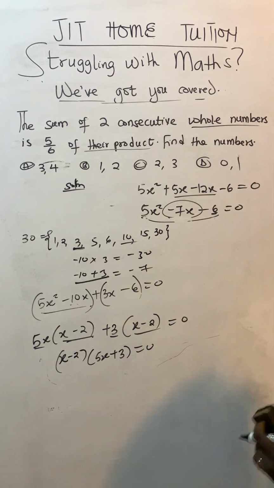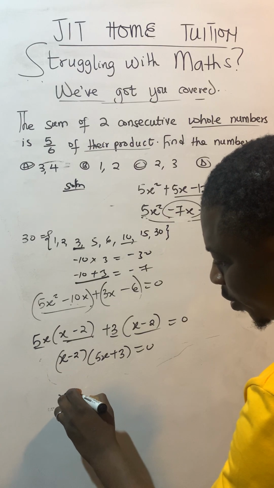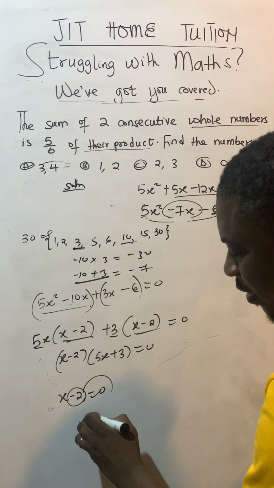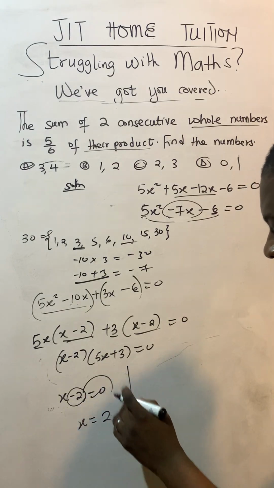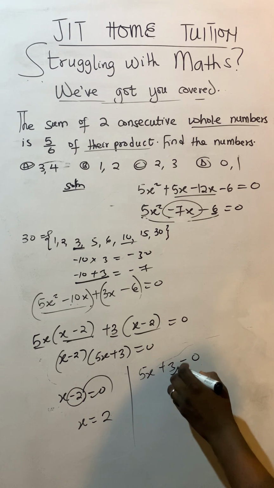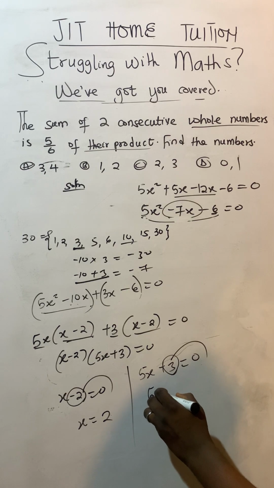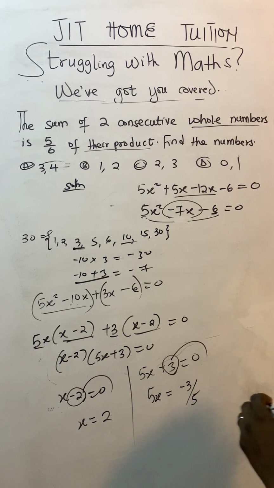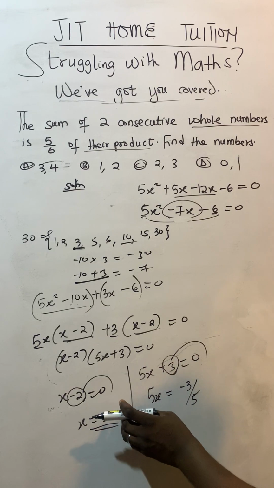So what you are going to do is to equate them. X minus 2 equal to 0. This one will move here, giving you x equal to 2. You have 5x plus 3 equal to 0. This one will move here. You have 5x equal to negative 3, so x is negative 3 on 5. But at the end of the day, we are going to work with the 2.